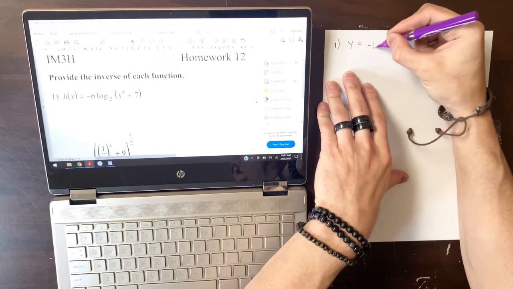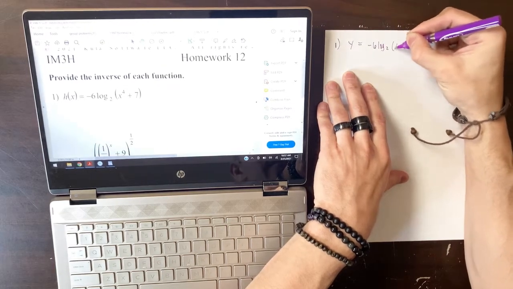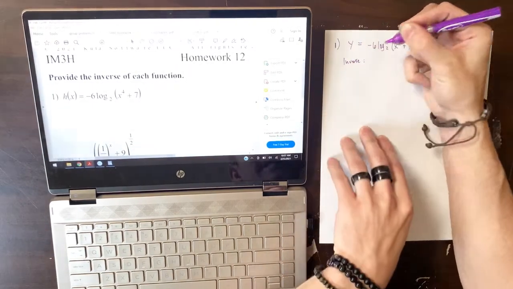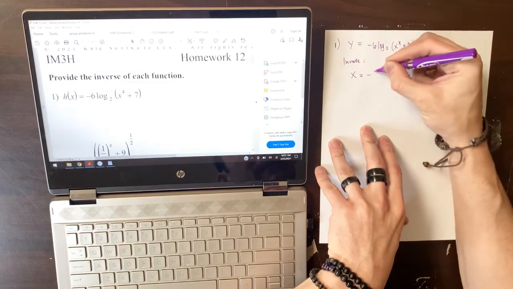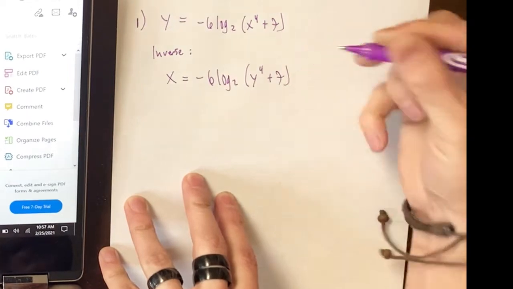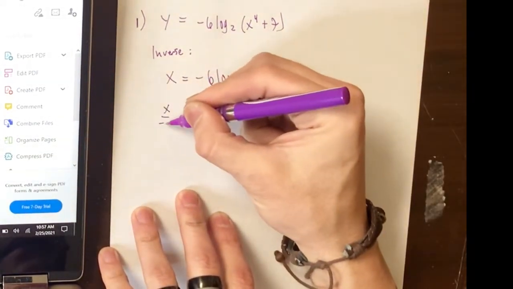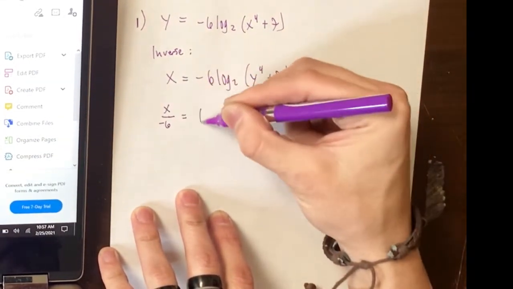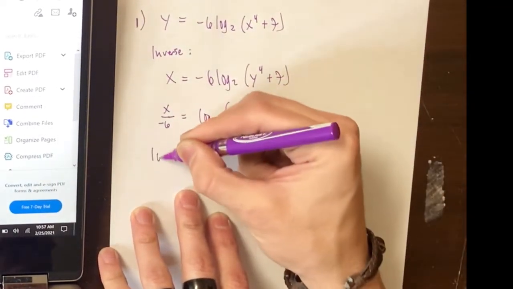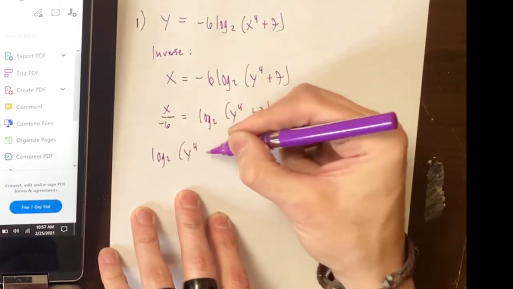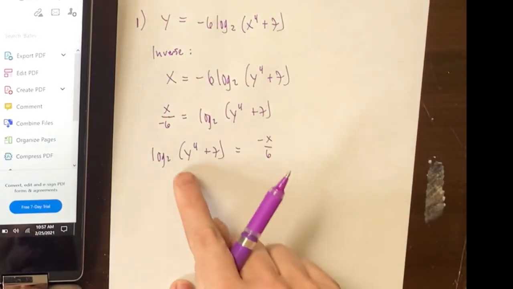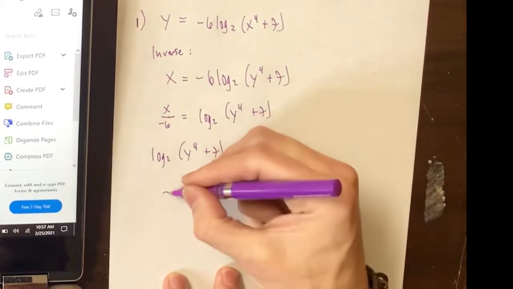So homework 12, we want to take the inverses of some of these given functions. Maybe we can begin by switching the variables x and y on number 1. That would give the following equation. And now maybe what we can do is divide both sides by the -6. And then afterwards, maybe we can write this equation from log form into exponential form, because we can try to get the y alone. So how about we go 2 to the power of that equals that.